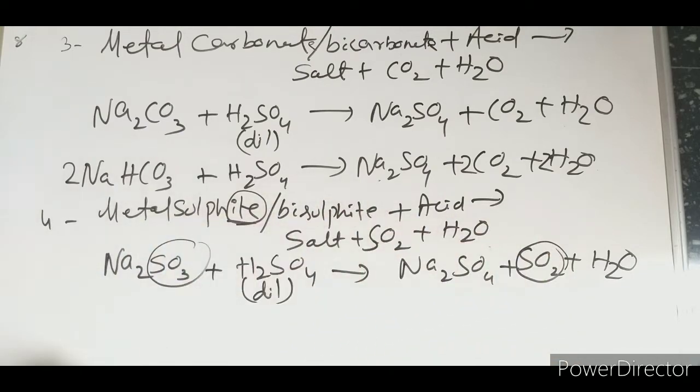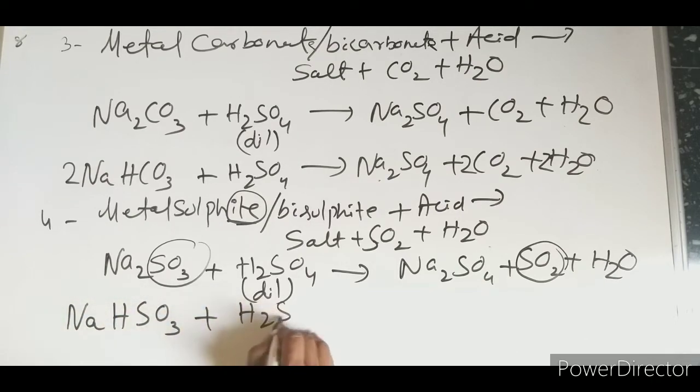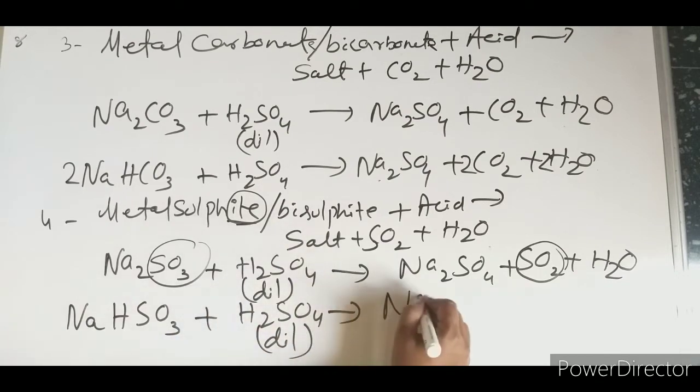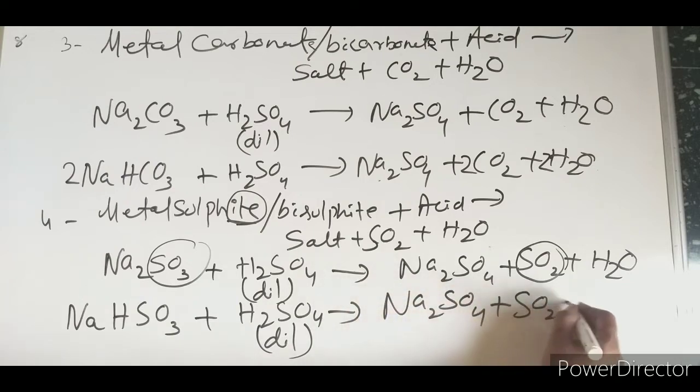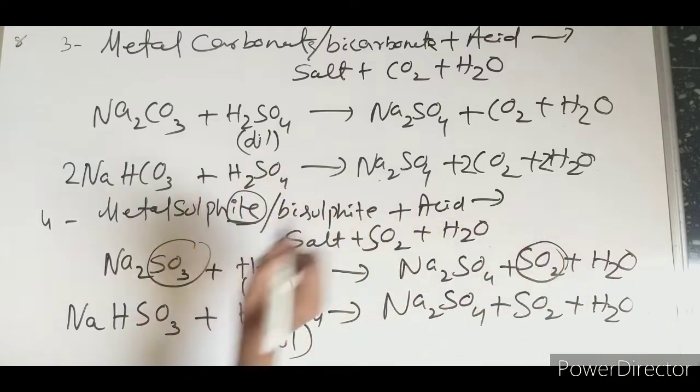Then let us take bisulfite. So it can be NaHSO3 plus dilute H2SO4, which gives rise to Na2SO4 along with sulfur dioxide along with water.